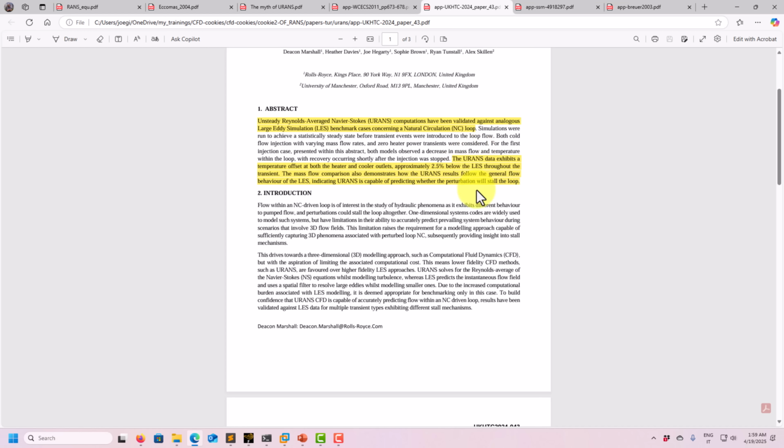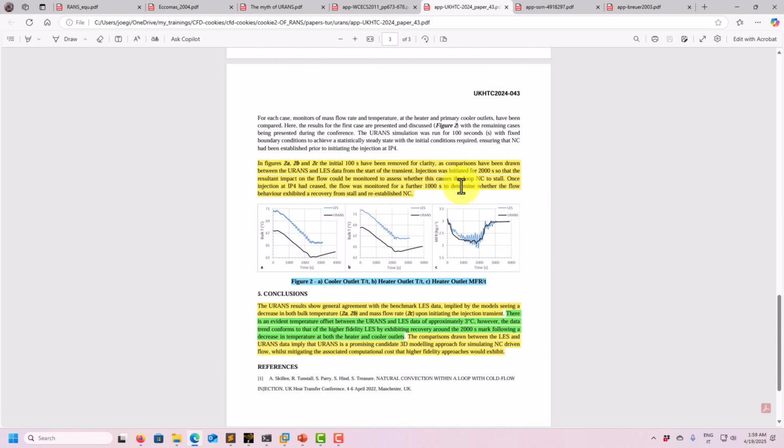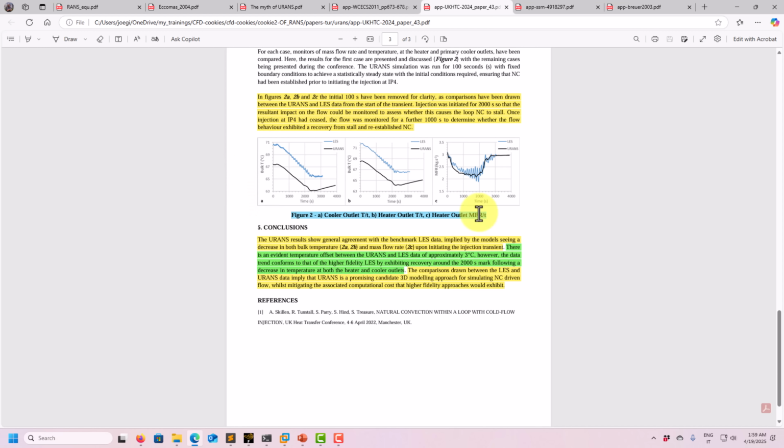Same stuff, okay? So here also they do a study, different models, URANS, LES and so on. But in this case, very interesting. And I say it doesn't mean that this is wrong, okay? It can happen. They found that URANS results show general agreement with LES data. Now, if you read a lot of papers, you will say that this shouldn't happen, but in this case, it happens. Who knows what is the reason?